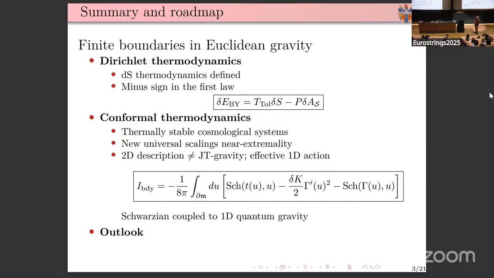It'll lead to new scalings for the entropy as you approach near extremality. And it turns out that the effective description of these near extremal black holes in the conformal ensemble is not actually characterized by JT gravity, but something else. And then if we have these boundaries that are dynamical, there's an effective description, at least in a particular case, which isn't described by a Schwarzian, but rather by a pair of Schwarzians. So that's essentially the outline of the talk. So that'll be our roadmap.